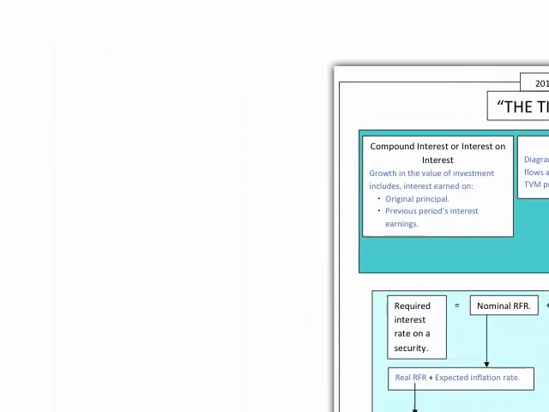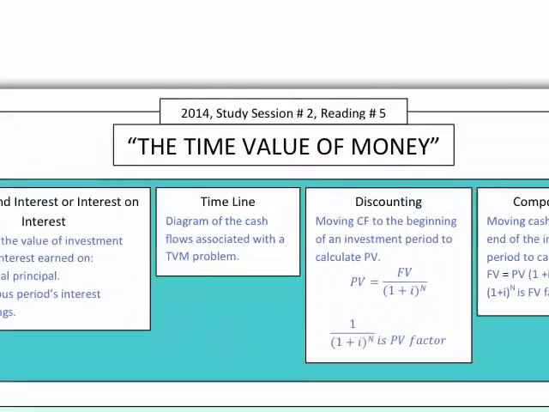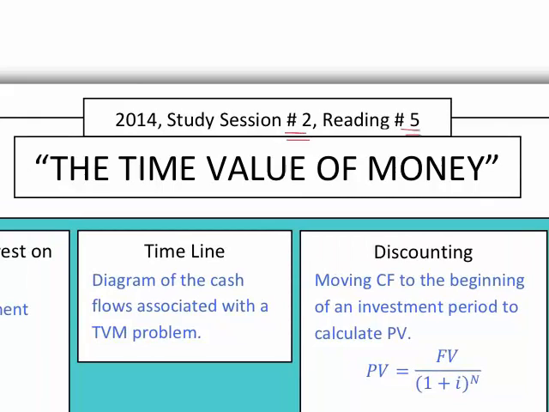I'm starting with this reading number 5. As you can see, at the top it says study session 2 and reading 5. As we move forward, I'll explain in detail what these study sessions are and why they are here. But right now, just focus on this. So reading number 5 is what I'll talk about.